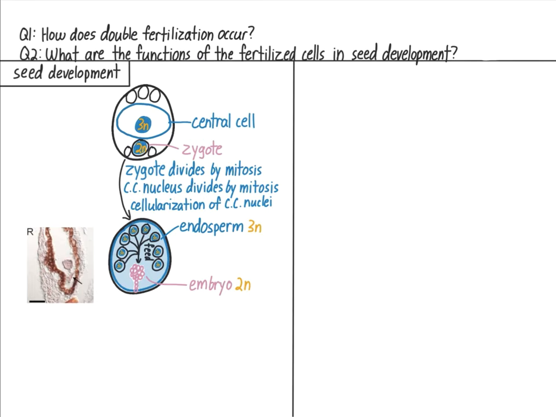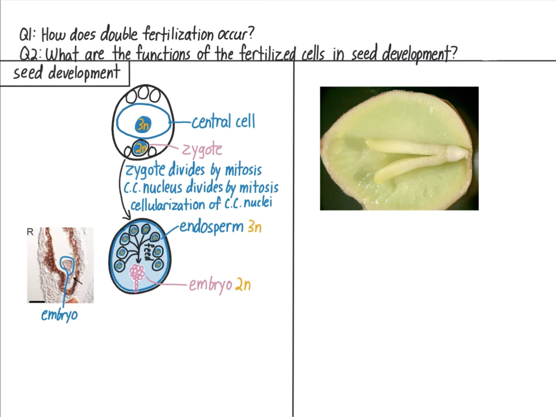Here is a stained cross-section of a developing seed, and you can see the early embryo here. As another example, here is a ginkgo seed. Here's the embryo, and here's the endosperm.